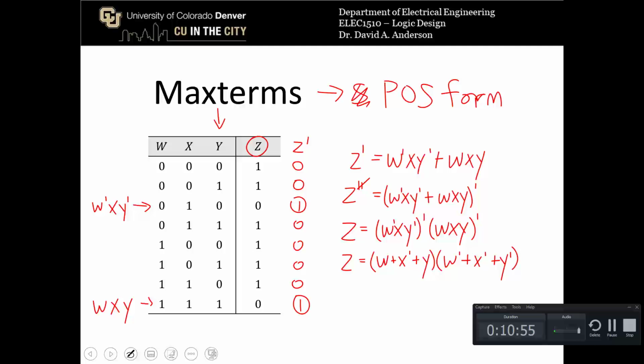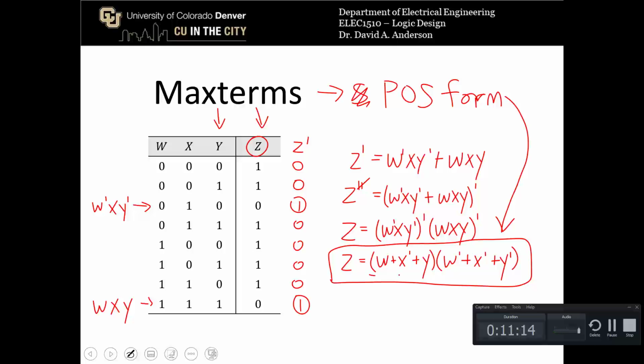And so this is the product of sums form of z, which is equivalent, if you factor that out and simplify everything, to the sum of products form. But it's just written in a different way. And so that's how you go from the truth table to the product of sums form. Each one of these parentheses with a sum of literals is called a max term.